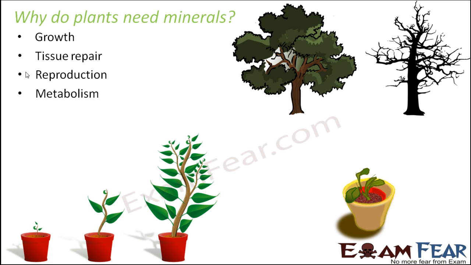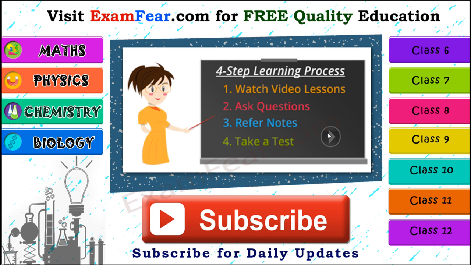In a similar way, inside a plant also, the transport of food, transport of water, preparation of food, there are so many metabolic processes involved, and to do all of them, the plants also need minerals. So these are the basic processes which take place in a plant, like growth, reproduction, and metabolism, and for all of them they need minerals.